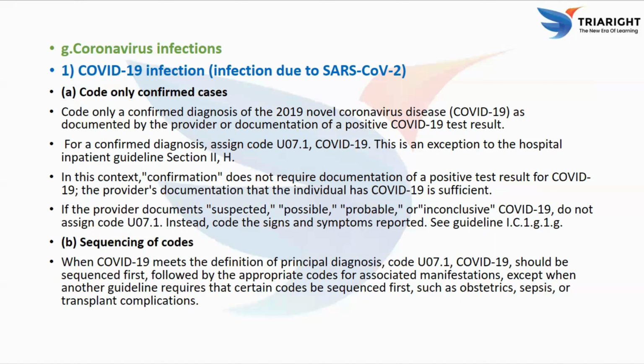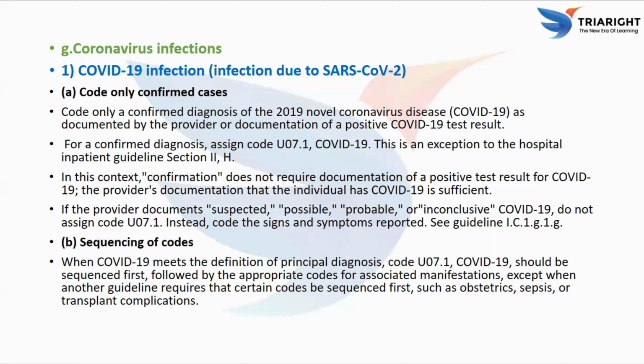So next, how the sequencing of codes must be. Which code is placed first in the diagnosis list? When COVID-19 is the principal diagnosis, COVID-19 itself is the main reason for admission. Then sequence U07.1 as the first, then followed by the codes describing the complications or manifestations such as pneumonia, ARDS, sepsis, and acute respiratory failure.